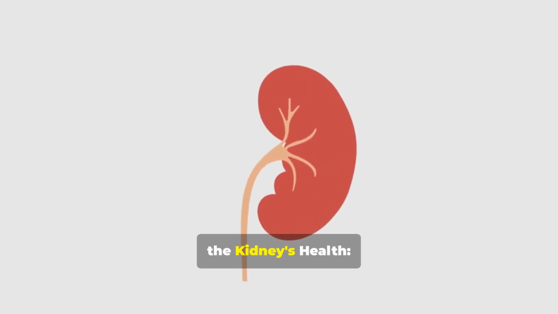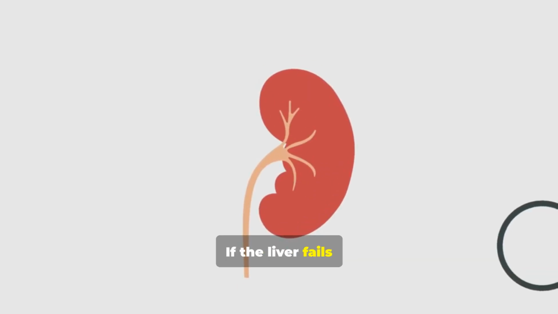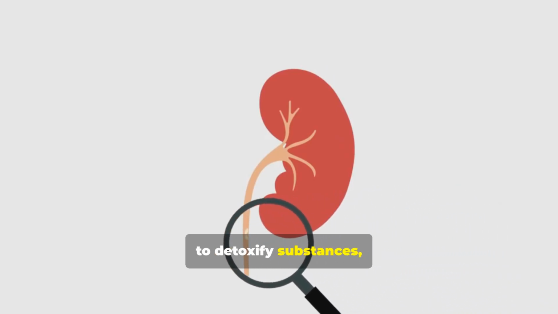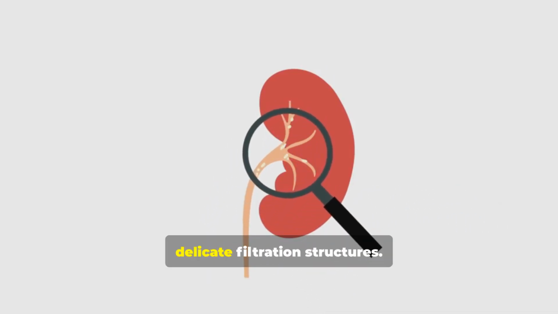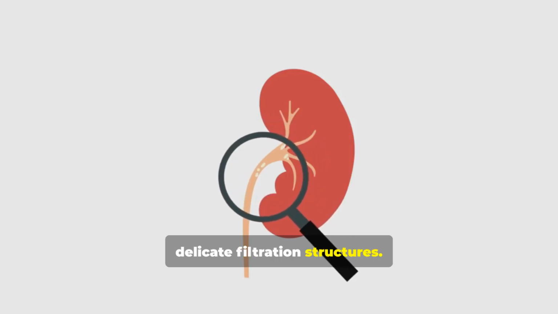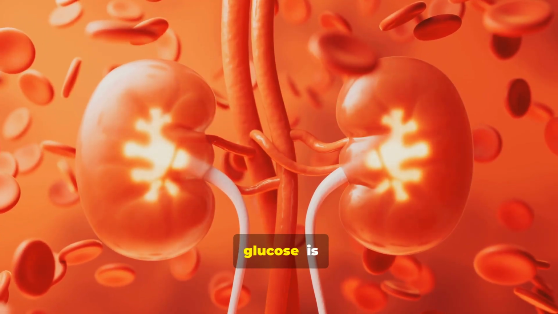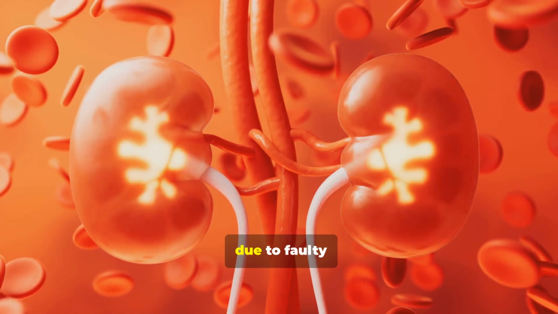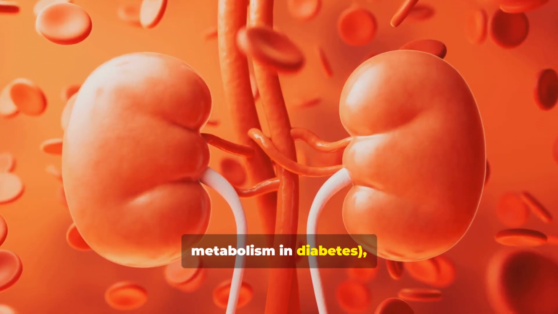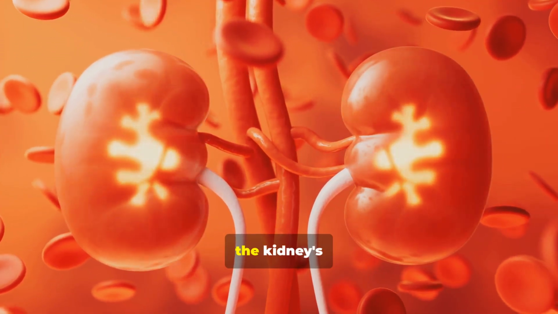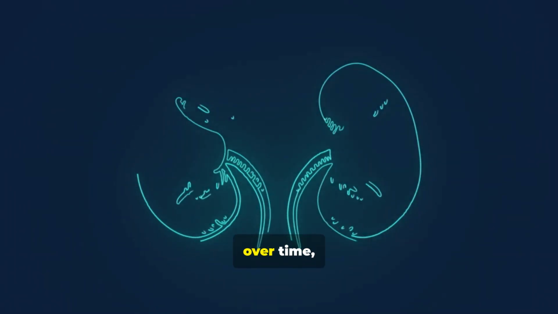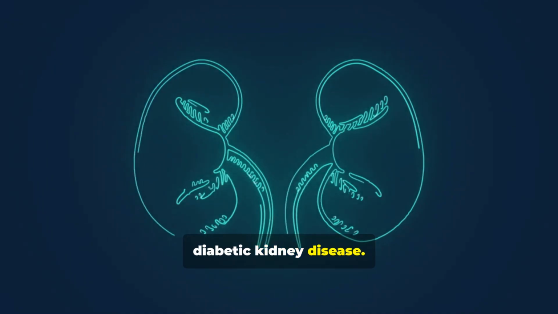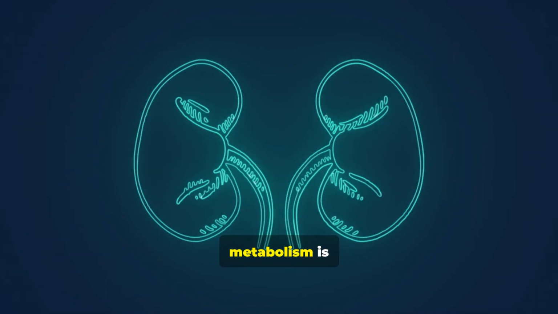How this protects the kidney's health. If the liver fails to detoxify substances, more toxic molecules reach the kidneys, causing direct damage to the delicate filtration structures. Furthermore, if blood sugar, glucose, is chronically high, due to faulty carbohydrate metabolism in diabetes, it can overwhelm the kidney's reabsorption capacity, leading to glycosuria and, over time, diabetic kidney disease. Proper systemic metabolism is essential for kidney protection.